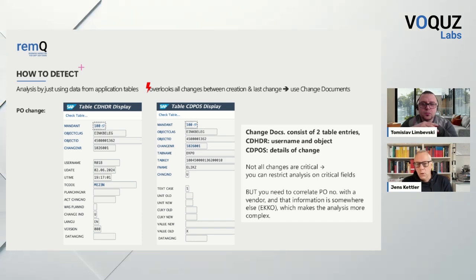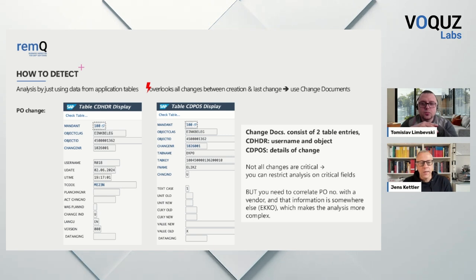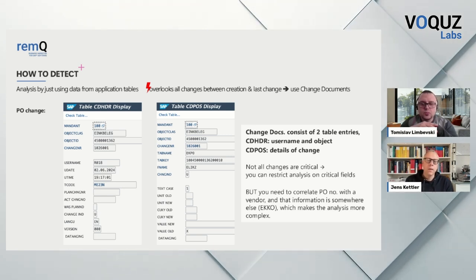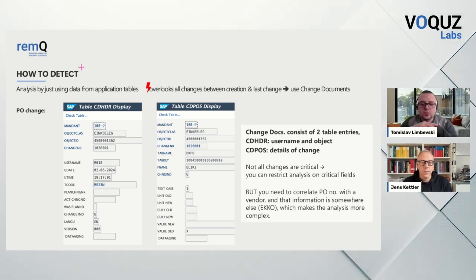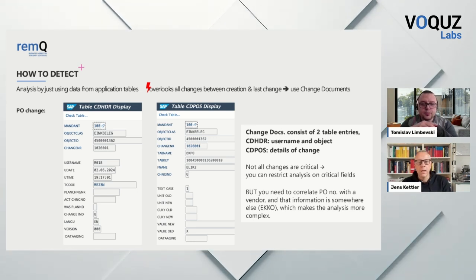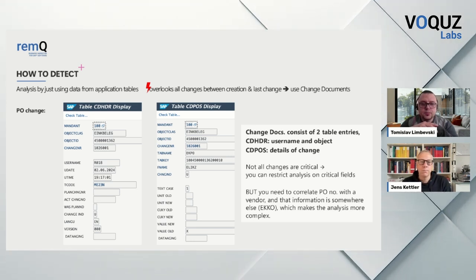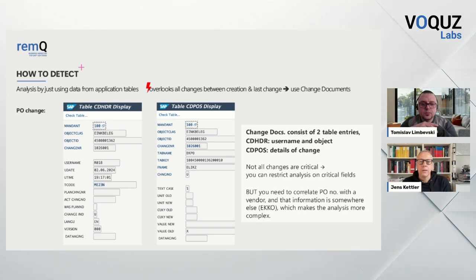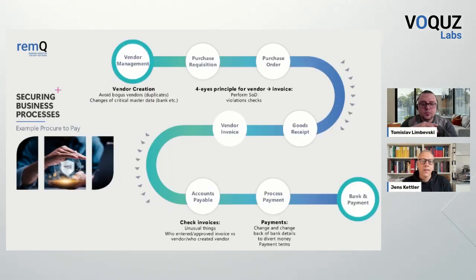So the analysis becomes more complex, maybe still can be done in the SQVI, in the query viewer from SAP. Again, that's a standard transaction in all SAP systems, but it will be more complex. And yeah, maybe not for everyone. I don't know. It's part of our tool. We have a tool for business transaction monitoring, and all these scenarios there are covered.